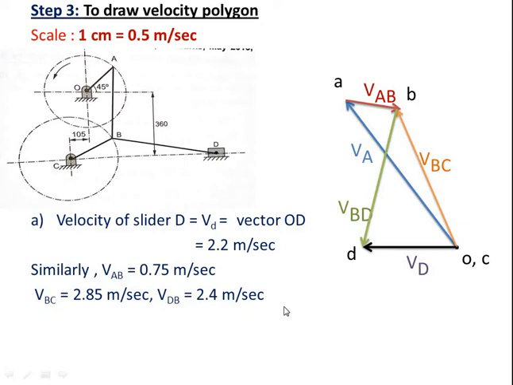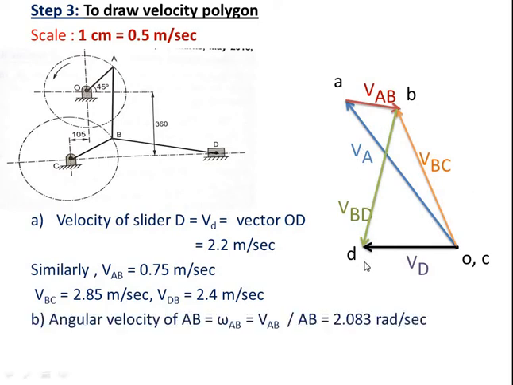Like this, we can find linear velocities of any link from this velocity polygon. Now it is asked to find angular velocity of AB, that is omega AB. So we know V is equal to R into omega, or omega is equal to V divided by R, that is length of the link. So measure this velocity of AB divided by actual length of AB.